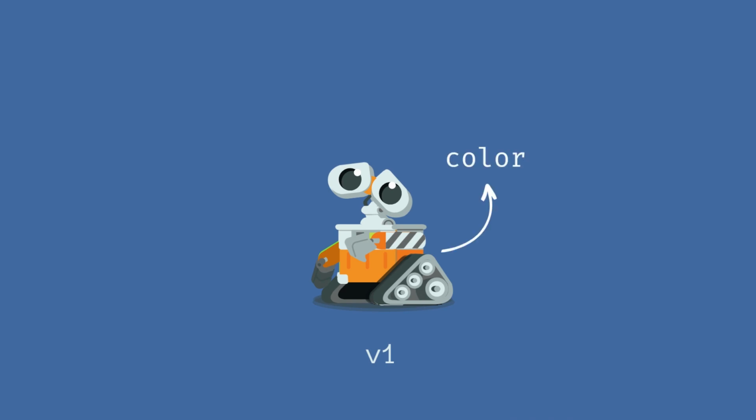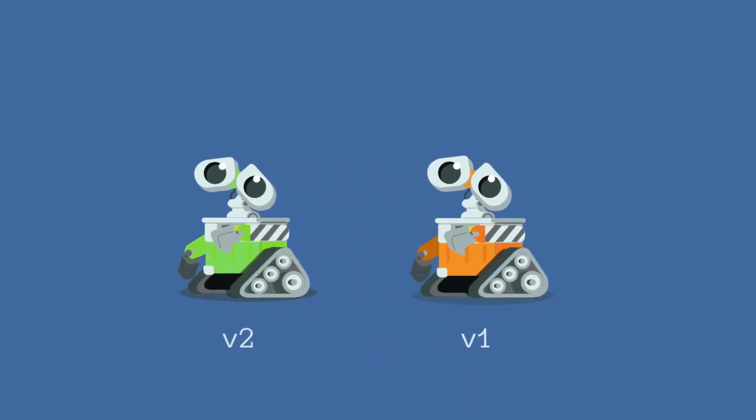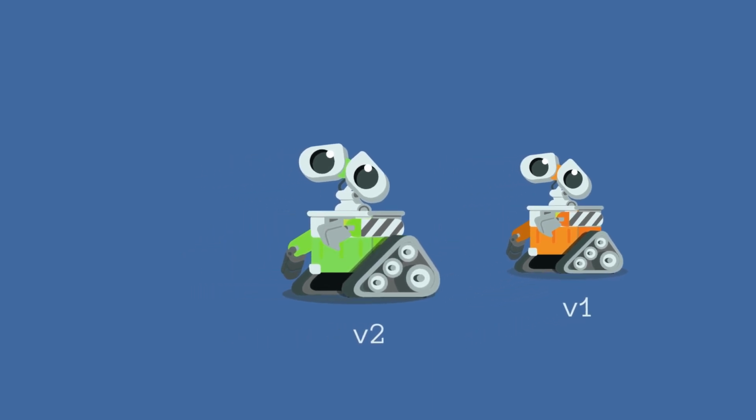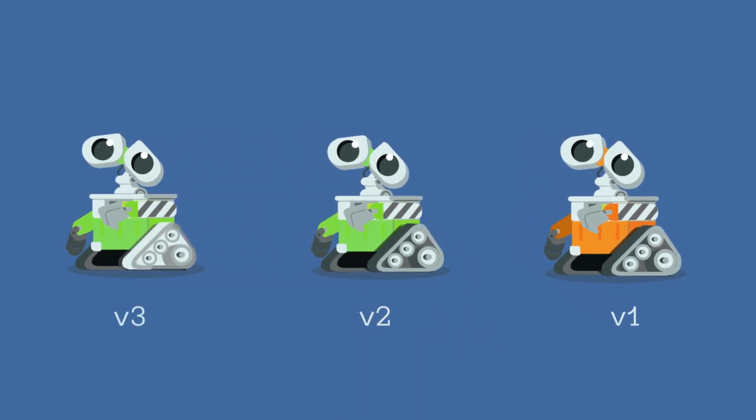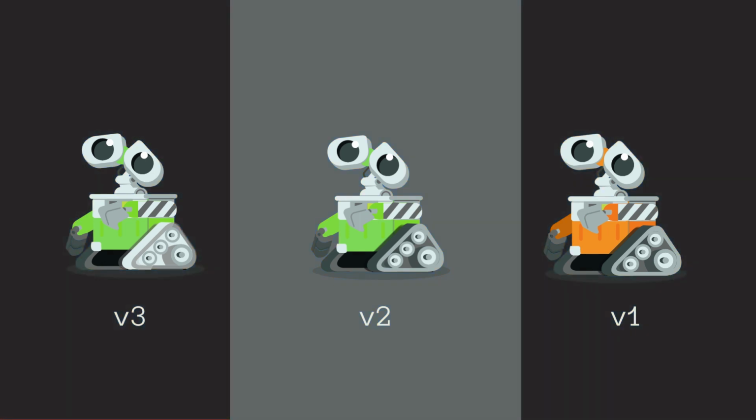Now I realize I don't like his color. He is not that cool. So I made some changes to the source code, and there you go. I have another version of my product. Well, now I'm interested in making a change to a particular feature of my product. Let's say I want to make changes to the wheel of the newly created version. This is how you can create as many versions as you want.